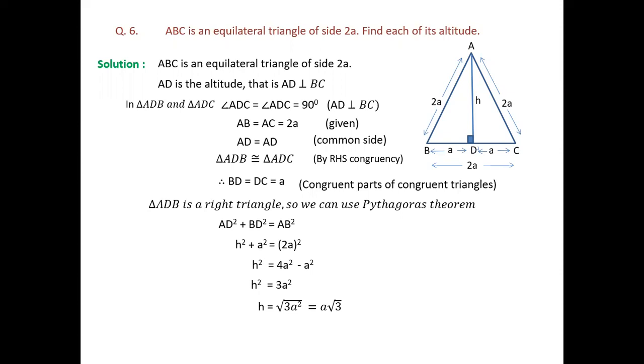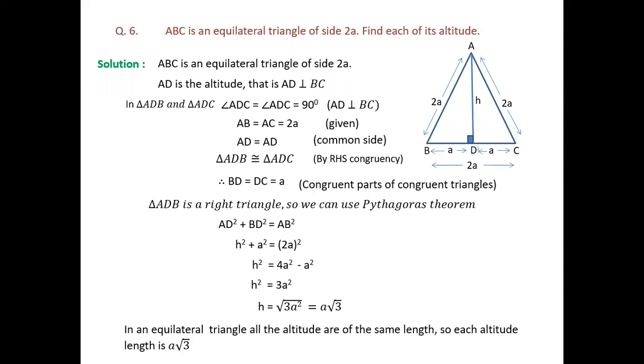Yeah, so that is the height of the triangle. So we found the height here. So the altitude is A root 3. In an equilateral triangle, all the altitudes are of the same length. So each altitude is of length A root 3. Because you can draw an altitude from here also, and from here also, they all will have the same length. So you need not prove all three again and again.